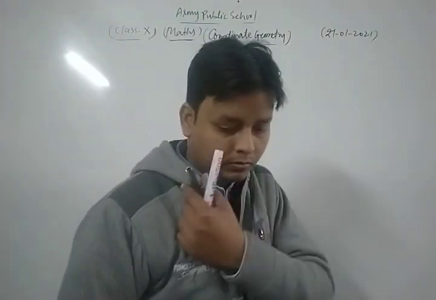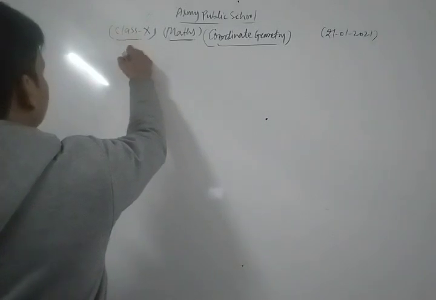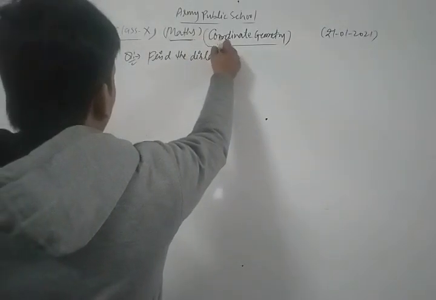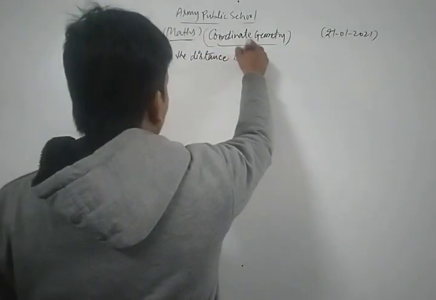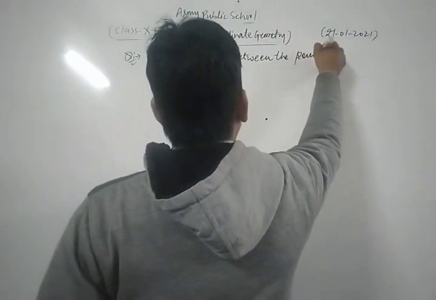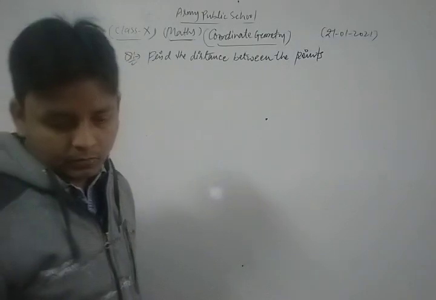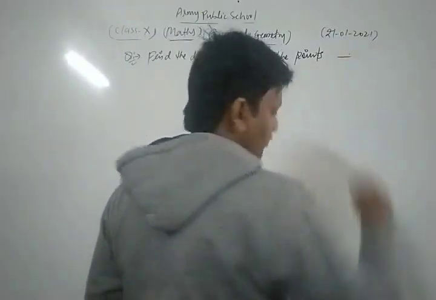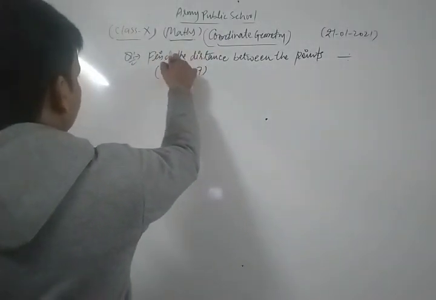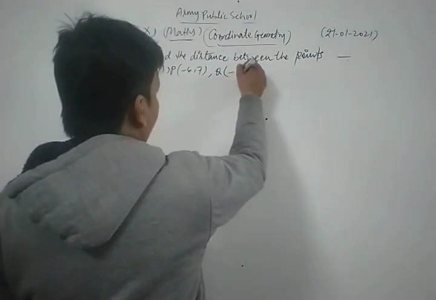Let's see. Find the distance between the points. First is minus 6, 7. This is P. And second point is minus 1, minus 5.